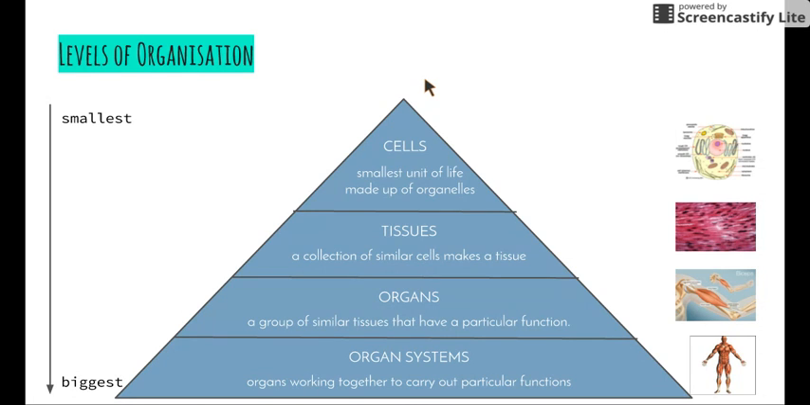So size: cells are microscopic, we can't see them. When we put a group of cells together, we form tissue, which can be seen with the naked eye. Obviously then organs, depending on the type of organ, can be seen, and organ systems are all those different organs put together with a particular job.